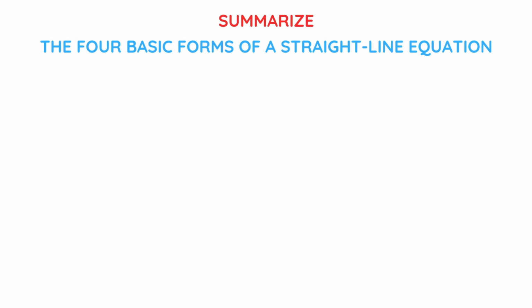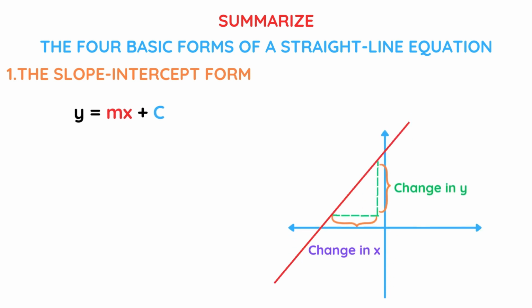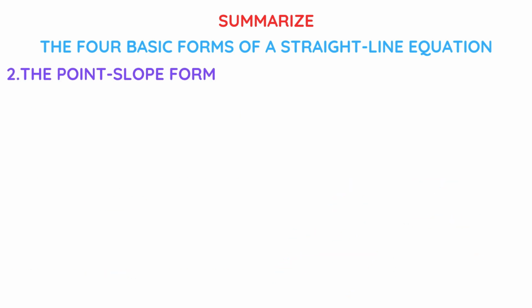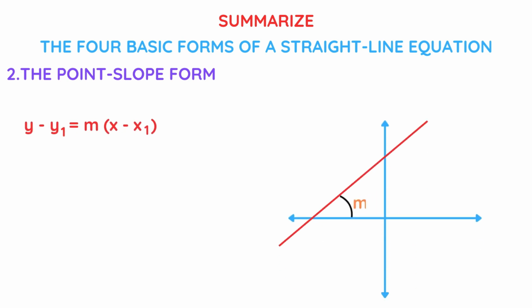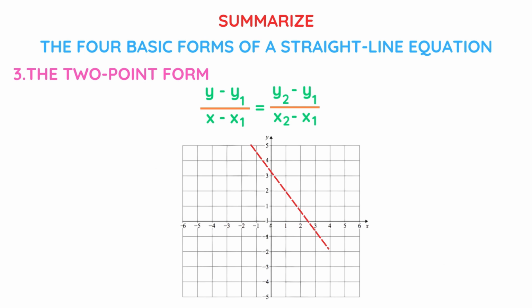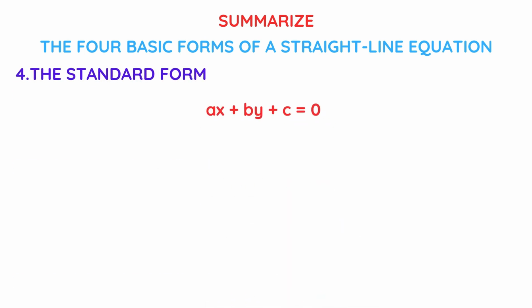In today's video, we discussed the 4 basic forms of a straight line equation. The first was the slope-intercept form, which is generally used to find out the gradient and the y-intercept. The second form was the point-slope form, which is used to find the equation of a line when you know the slope of a line and one point. The third is the two-point form that is generally used to find out the equation of a line when you are given 2 points. And the last is the standard form, which is the most general way of writing a straight line equation, and it is often used to convert into other forms.